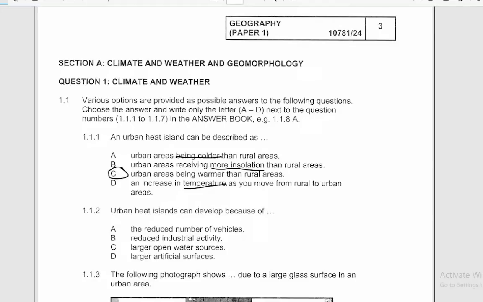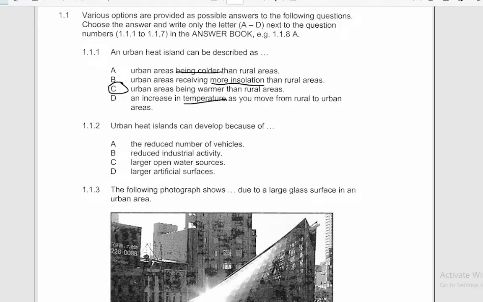Right. Then we go on to the next question. Urban heat islands can develop because of what constitutes an urban area to have higher temperatures compared to the surrounding rural areas. Right, in urban areas, we have so many factors that contribute towards the rise of the average temperature in the urban area.